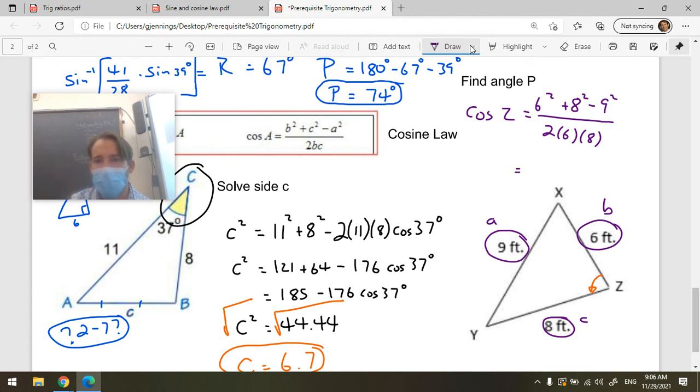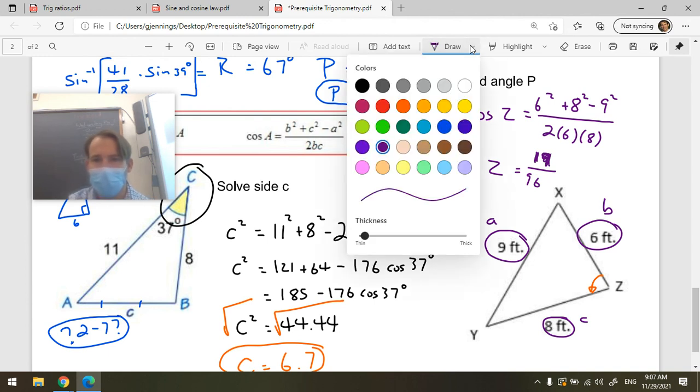This would be equal to 36 plus 64 is 100. 100 minus 81 gives us 19 on the top. 19 divided by 2 times 6 times 8: 12 times 8 is 96, I think. 96? Yeah. 19 divided by 96. So then that's my cosine of z. Cos z. So now, if I know the cosine of z is 19 over 96, I use the inverse cosine of both sides, and that way I will get a line that looks like this.